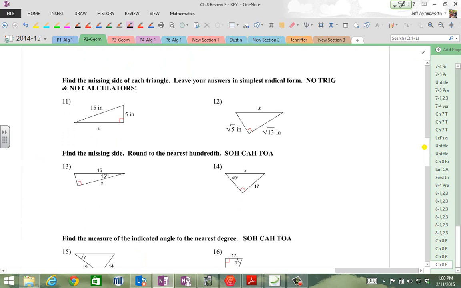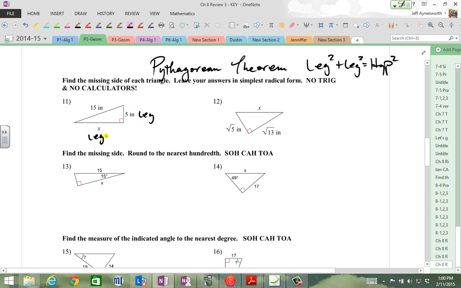All right, now for some Pythagorean theorem. Whenever you're given 2 sides and you're trying to find the third side, this is no trig, it's the Pythagorean theorem. Leg squared plus leg squared is equal to hypotenuse squared. Okay, so you got legs here, the 2 shorter sides adjacent to the right angle, and the longest side, the hypotenuse, is opposite of the right angle.